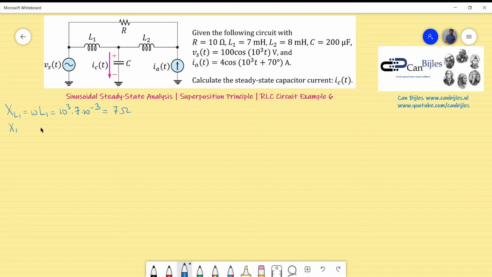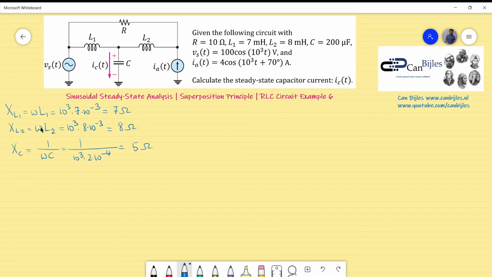If I now move to XL2, which is omega times L2, which is 10 to the power 3 times 8 times 10 to the power minus 3, which is 8 millihenries, will give us 8 ohms. Now for the capacitor, XC, which is 1 over omega times C, which is 1 over 1000, and the capacitor is 200 microfarads, which is 2 times 10 to the minus 4, and this will result in 5 ohms.